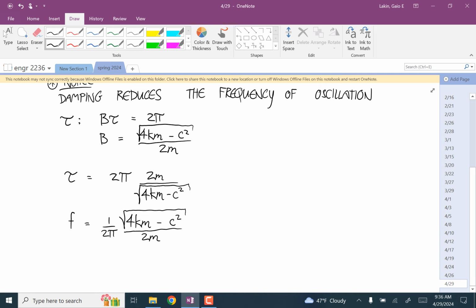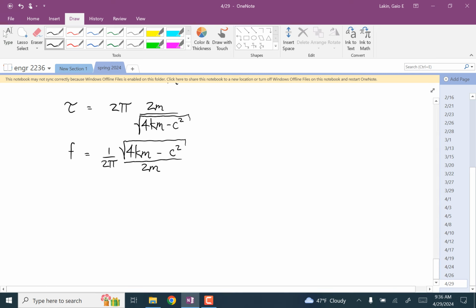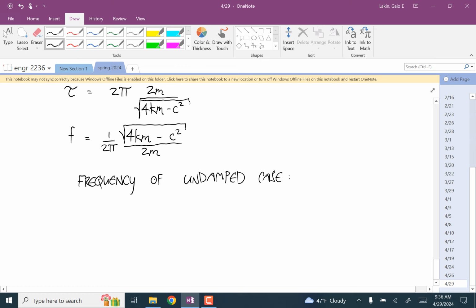Okay, so let's compare this now to the undamped case. That was frequency equal to 1 over 2 pi times the square root of k over m. And so we're just comparing how this thing relates to this thing.